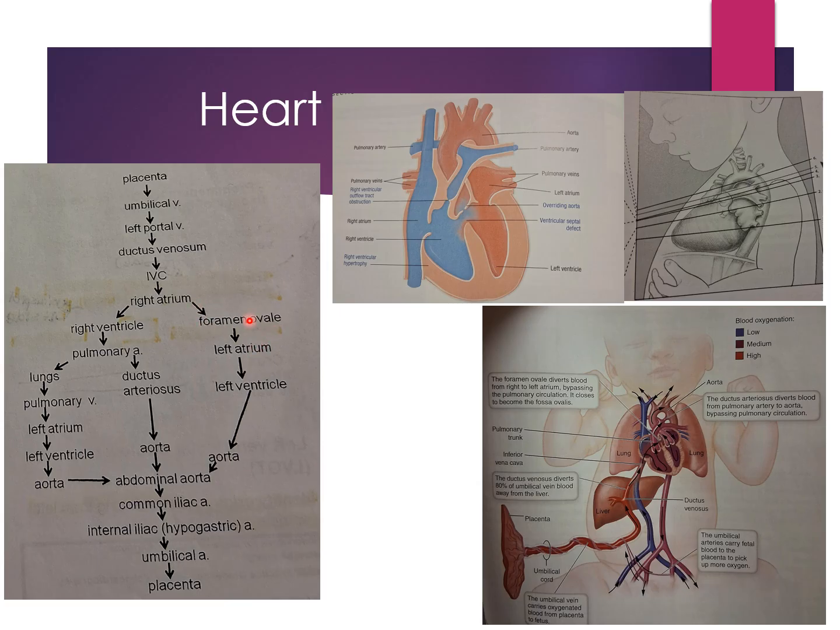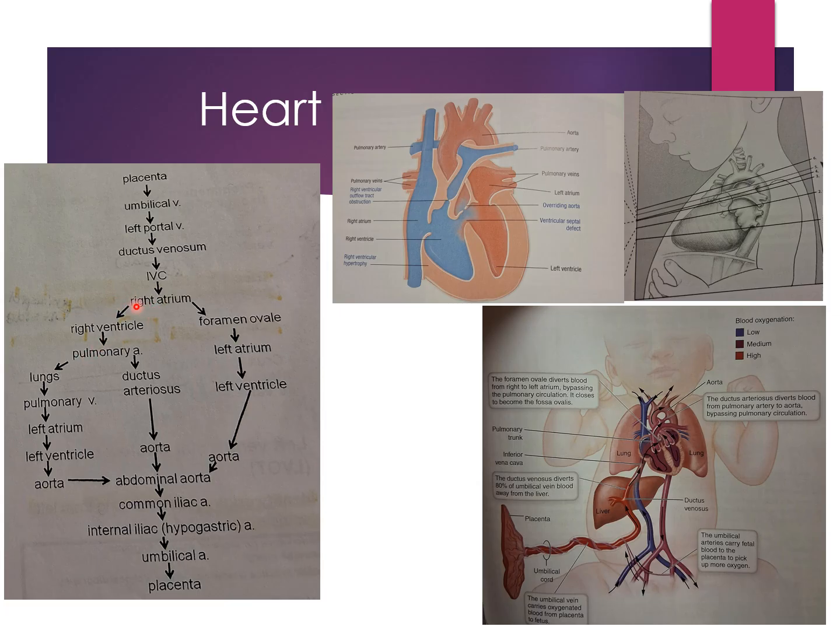If it takes this foramen ovale route, it's going to go into the left atrium, then to the left ventricle, and then into the aorta. Eventually, it'll go up the ascending aorta, the arch of the aorta, into the descending or abdominal aorta. We're going to stop there. We're going to go back this other way.